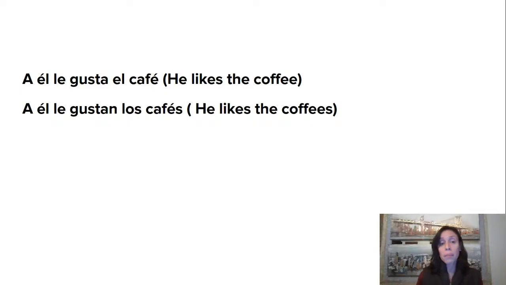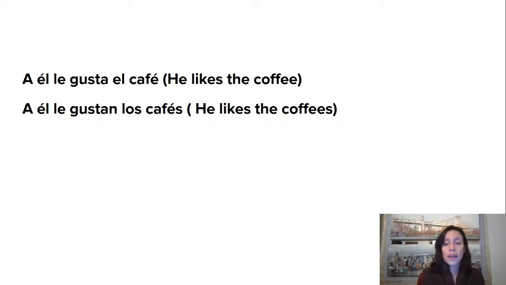Or maybe we're talking about coffee shops. In that case, it makes much more sense to use it in plural in Spanish. Le gustan los cafés. I don't know, the coffee that is sold in this chain, but the other chain as well. So he likes the places, the shops, the coffee shops. Le gustan los cafés. In this case, it won't be he likes the cafés, but he likes the coffee shops.